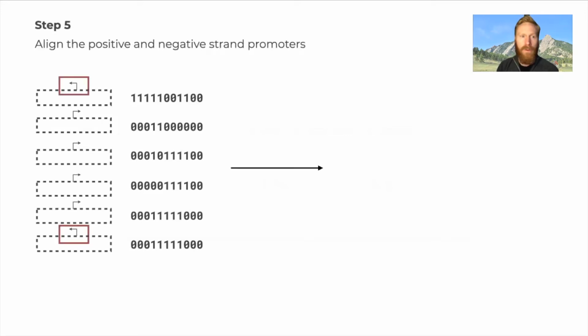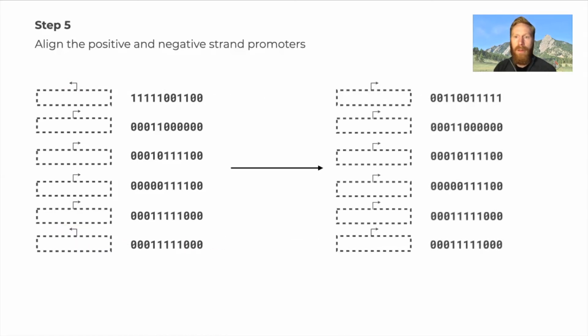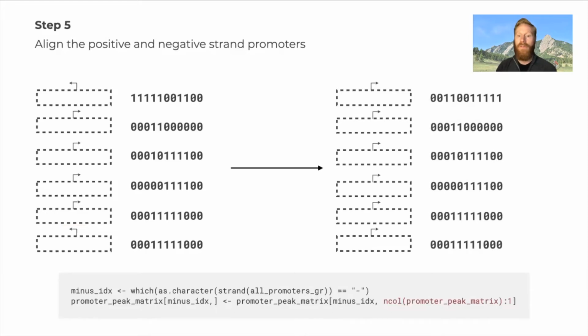After that, you'll notice that we have both positive and negative strand promoters. And since in our final metaplot, we want all of the upstream binding to be to the left of the plot and all of the downstream binding to be to the right, we need to flip those around so that they're all aligned in the same direction. So we'll just flip the negative strand promoters and their corresponding coverage vectors, and then we have it all lined up. And the code to do that is here.